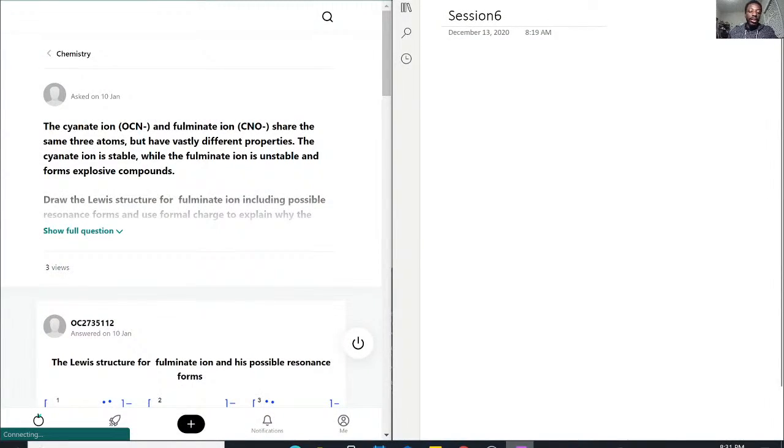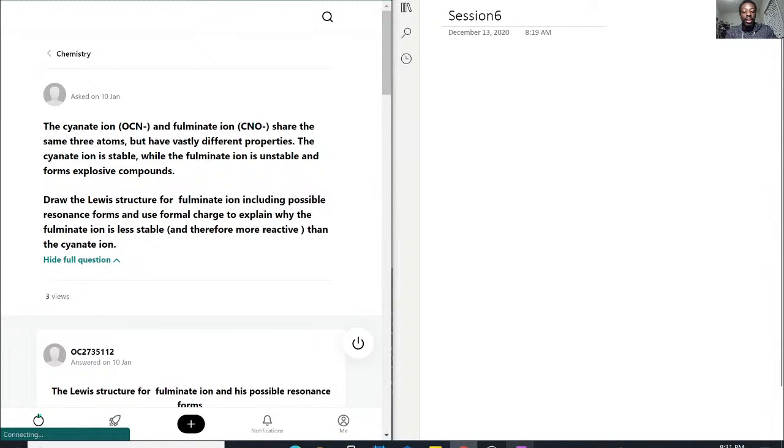It says the cyanate ion, OCN, and fulminate ion, CNO, share the same 3 atoms, but have vastly different properties. The cyanate ion is stable while the fulminate ion is unstable and forms explosive compounds. So we want to draw the Lewis structure for fulminate ion, including possible resonance forms, and use a formal charge to explain why this is less stable and therefore more reactive than the cyanate ion.